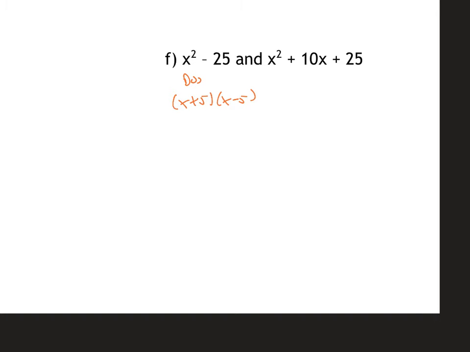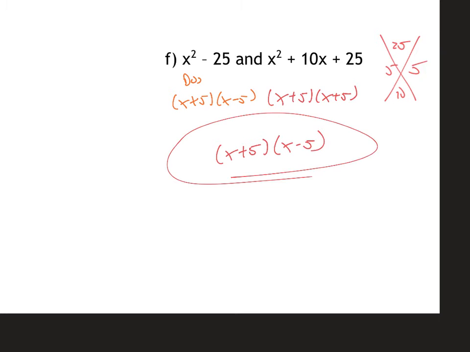Make sure you get these factoring techniques down. I told you they're never going to go away. 25 and 10, so 5 and 5. So here, x plus 5 occurs 3 times, but I'm only going to write it down once. So my least common multiple here is x plus 5 times x minus 5.